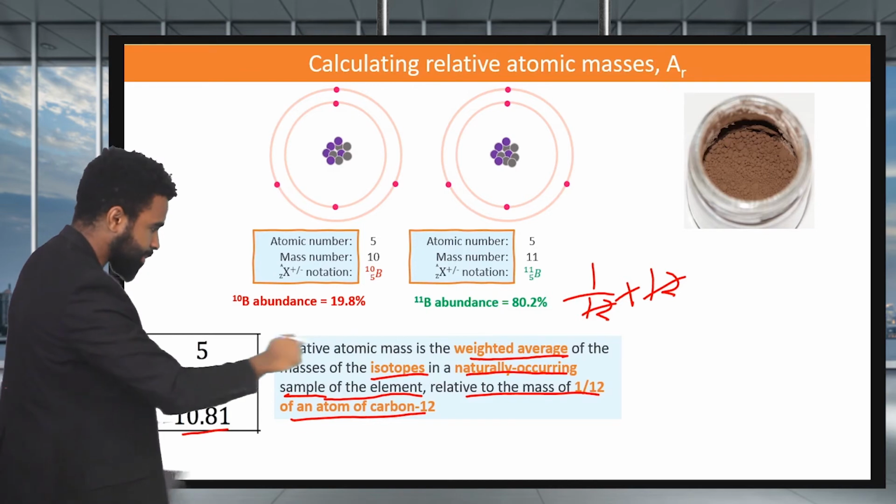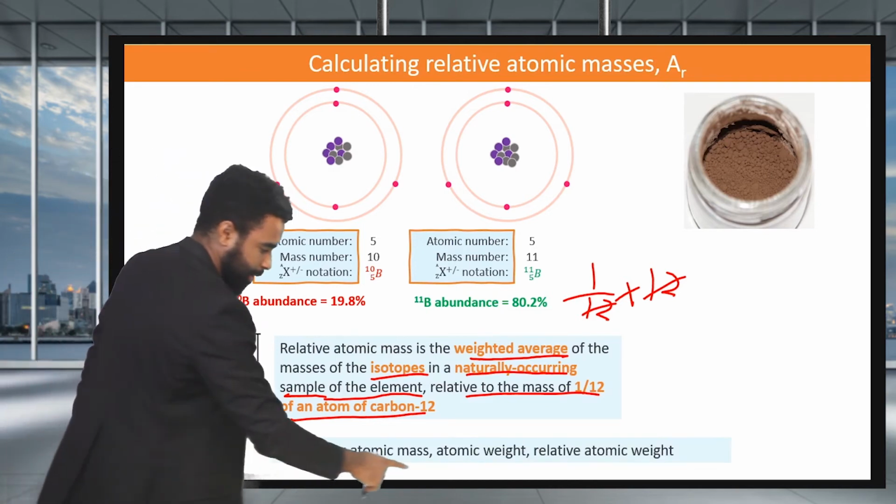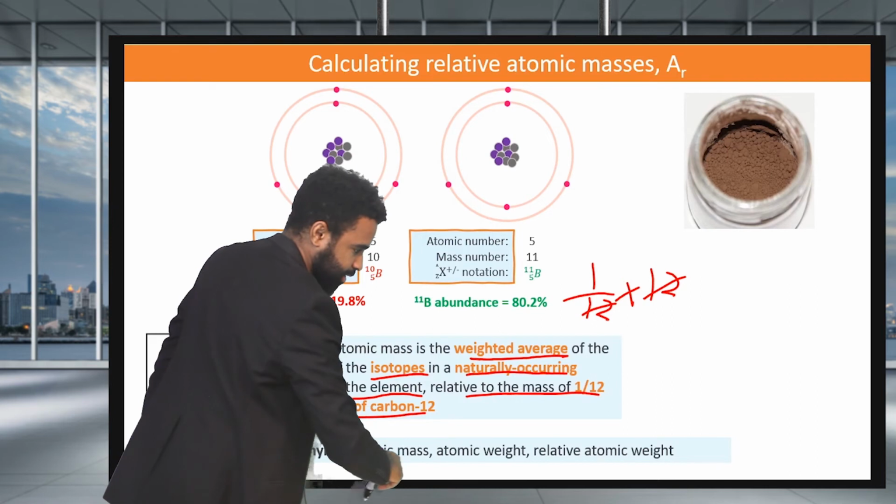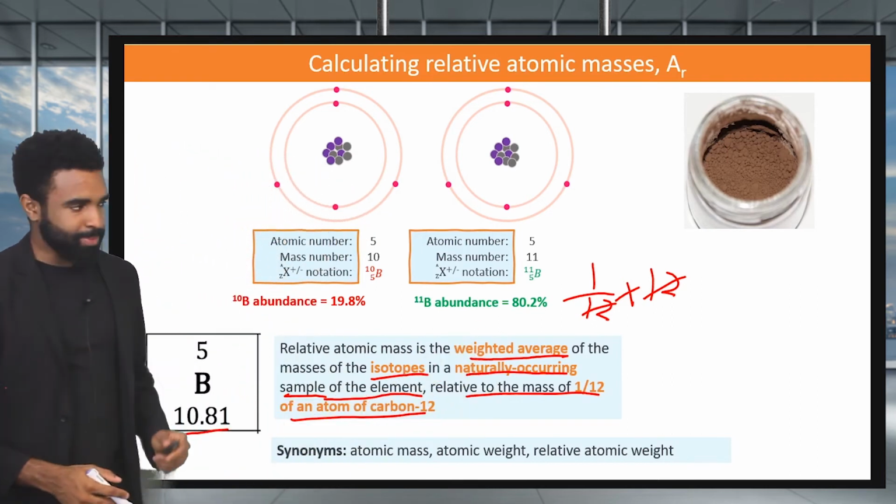You might see some synonyms of relative atomic mass. Atomic mass is one synonym. Atomic weight, relative atomic weight, they all mean the same thing.